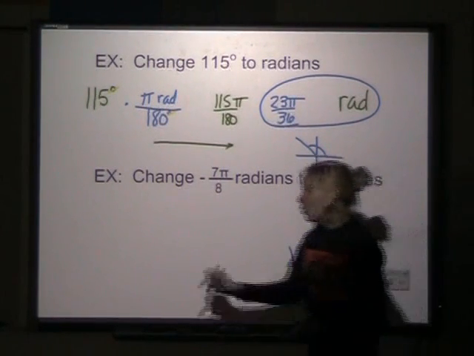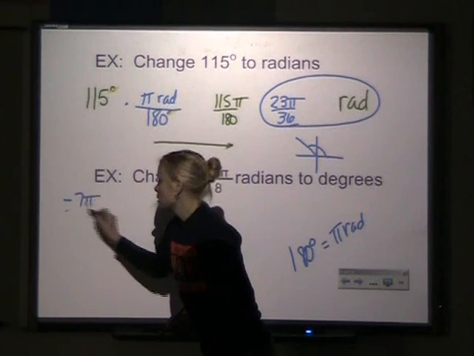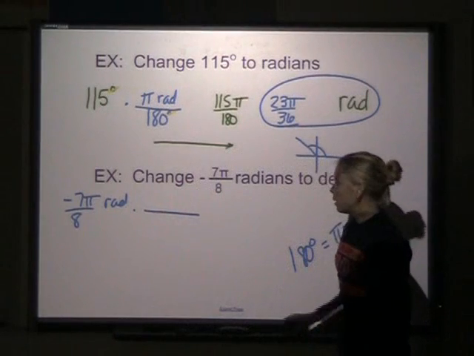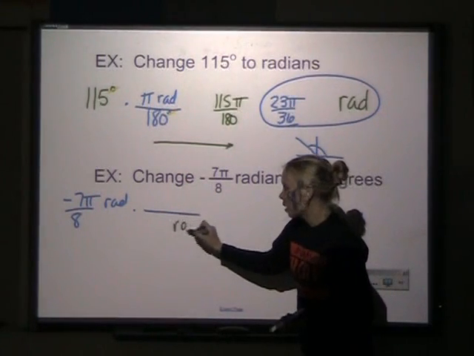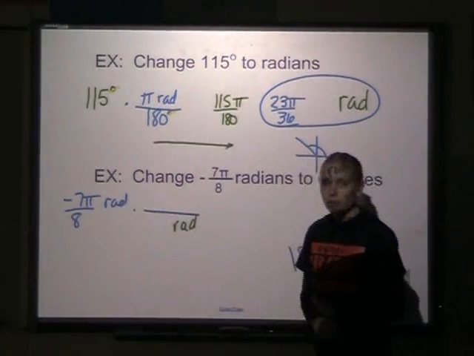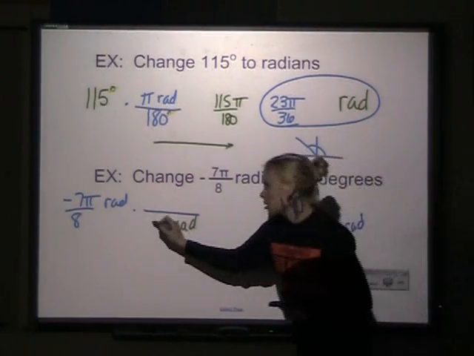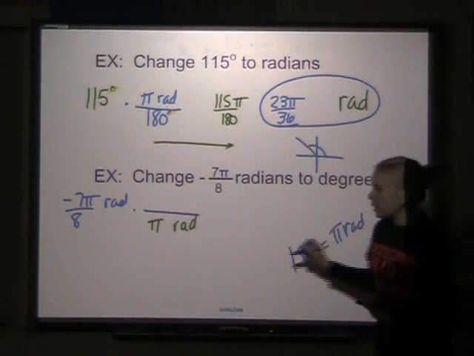So negative 7 pi over 8, that is in radians. So this time when I multiply, I want radians to be on the bottom so that they will cancel. I'm still going to use this same conversion. Pi radians is 180 degrees.